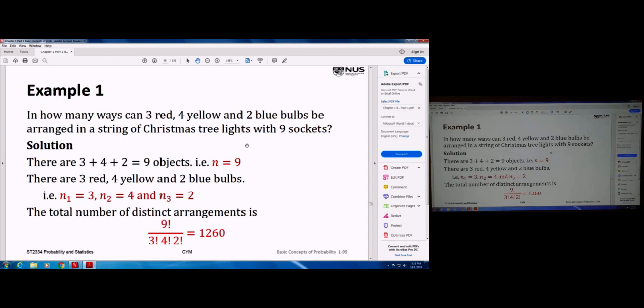And basically the number of type 1, we'll call that type 1 red, type 2 is yellow, and type 3 is blue. And n1 is 3, n2 is 4, and n3 is 2. So the total number of distinct light arrangements is, you just substitute in the formula, you get 9 factorial over 3 factorial, 4 factorial, and 2 factorial. Of course, it's not a very useful example.